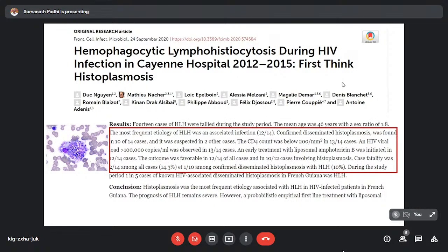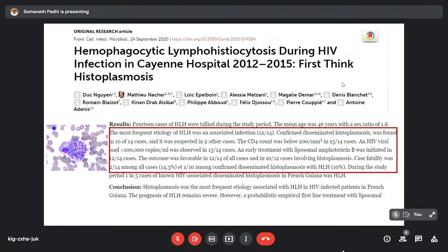That means the most frequent etiology of HLH was associated infections, and there was a confirmed histopathological diagnosis. Histoplasmosis was seen in 10 out of 14 cases, and it was suspected in another 2 cases. In all cases, the CD4 count was below 200, there was a high HIV viral load, and all patients were treated with liposomal amphotericin B. The outcome was excellent in 12 out of 14 cases, and in 10 out of 12 cases involving histoplasmosis. Case fatality was only in 2 cases.